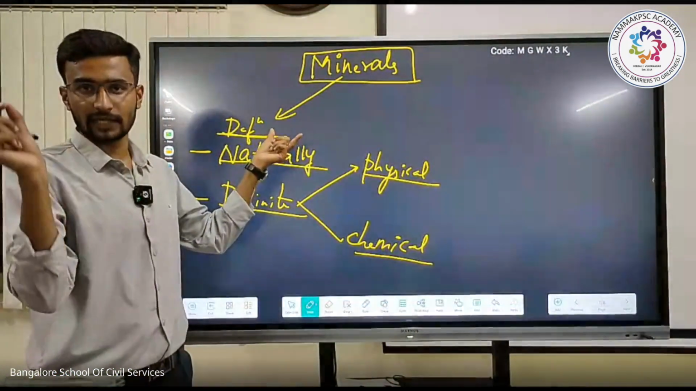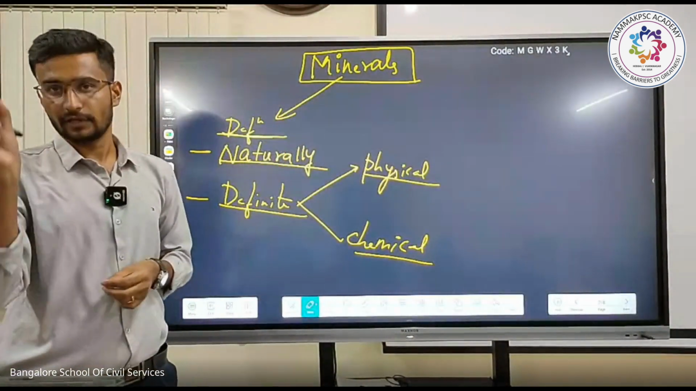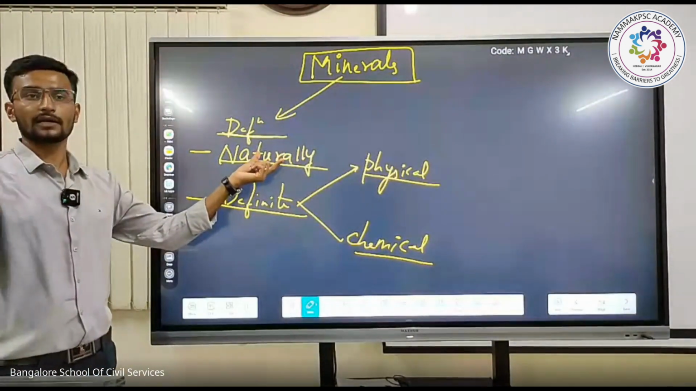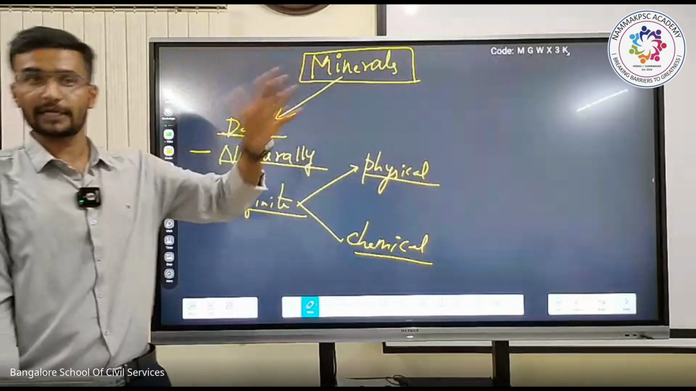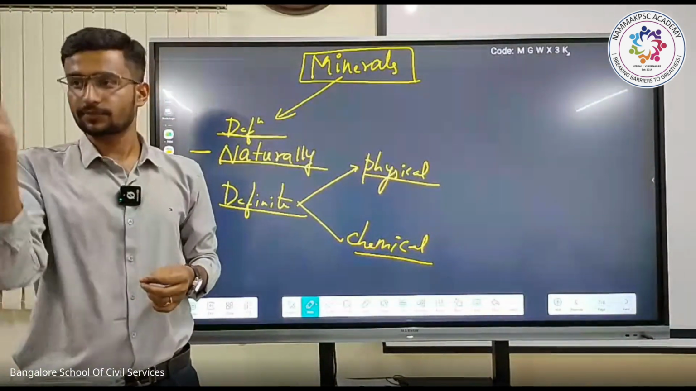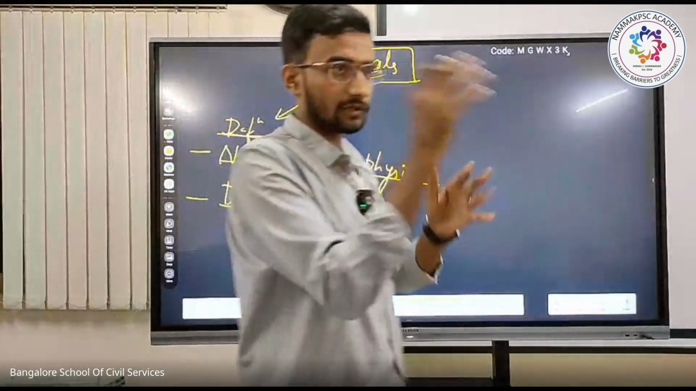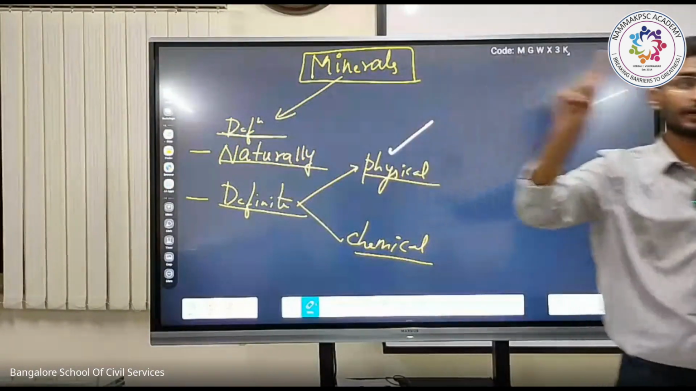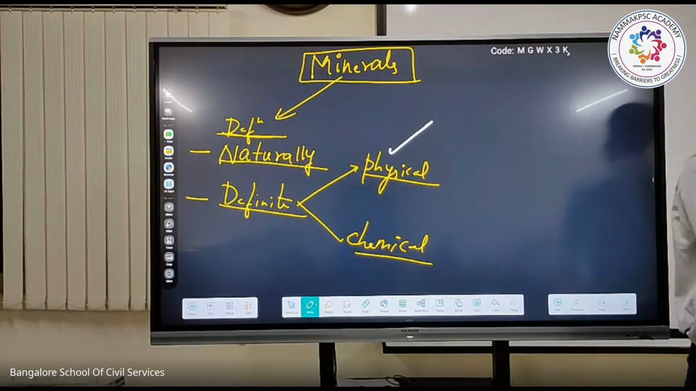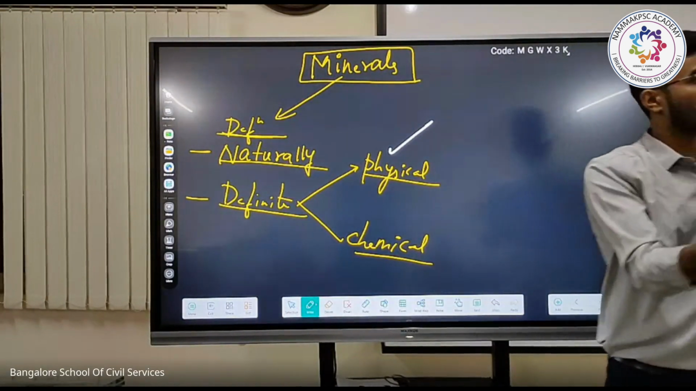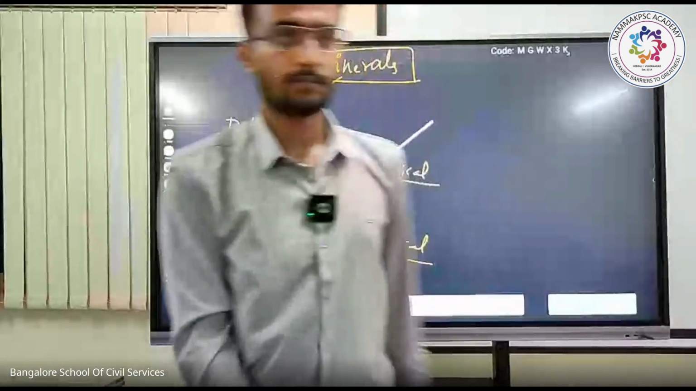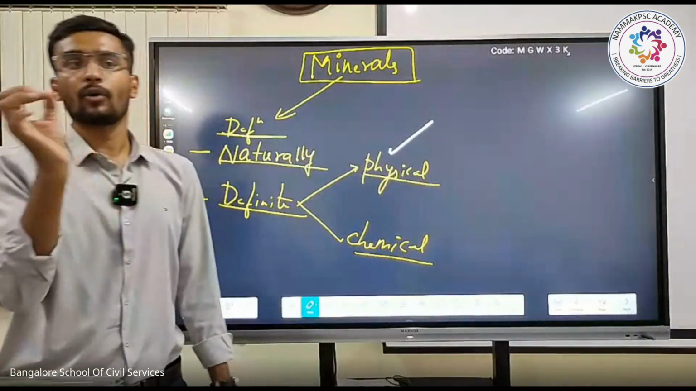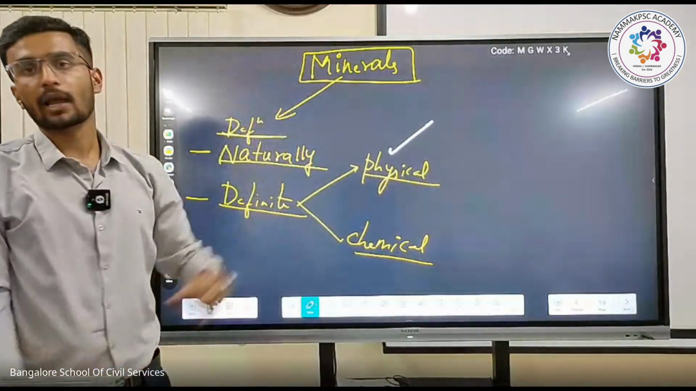Minerals are nothing but naturally occurring substances. I'm not saying organic or inorganic; it can be both. Naturally occurring substances found in our earth, which have a definite structure, definite physical composition and definite chemical composition, we call them minerals.